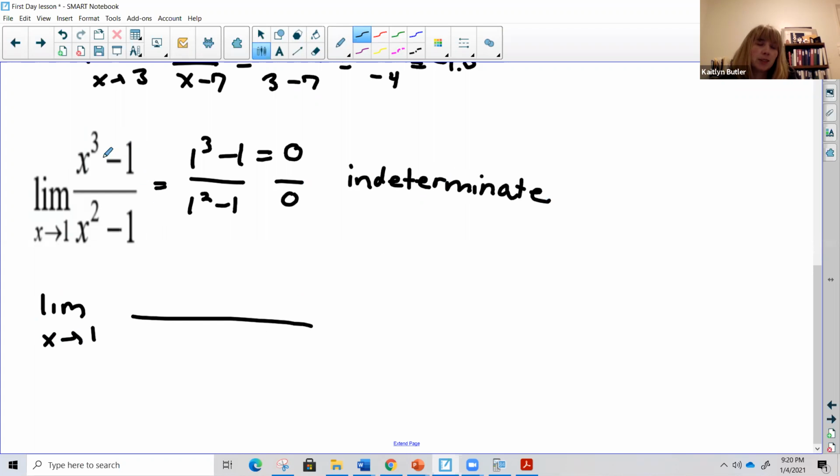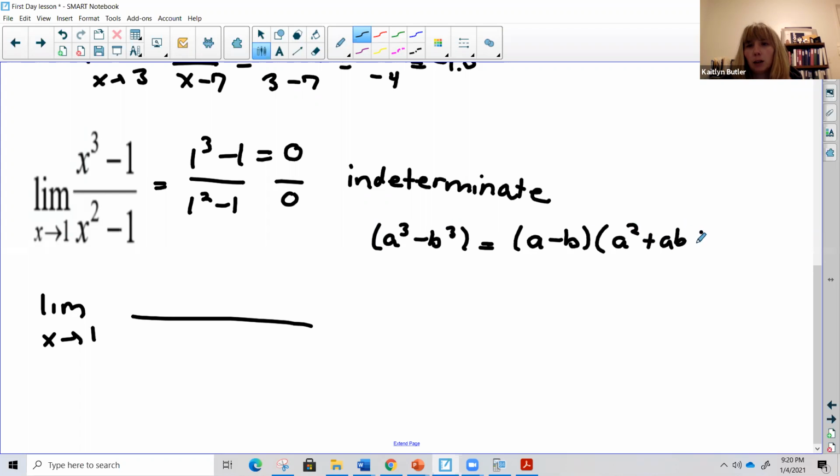So I don't know if you've seen this type before, but the top is called the difference of cubes. You won't really have to know this factoring; I don't think it comes up other than here. But when you factor a cubed minus b cubed, it's a minus b, times a squared plus ab plus b squared. Your a is the cube root of the first term, and your b is the cube root of the second term.